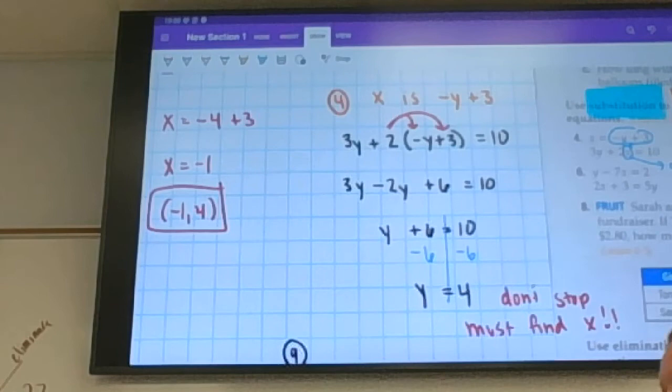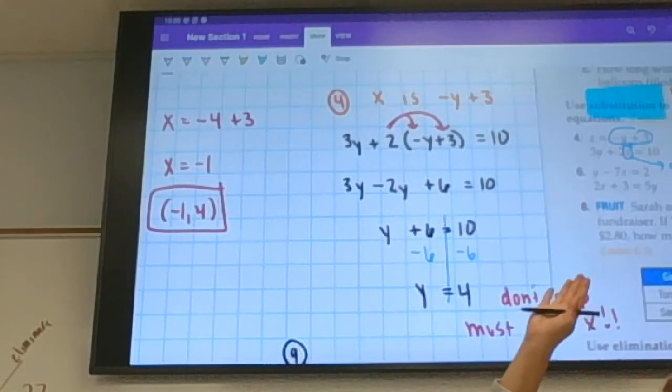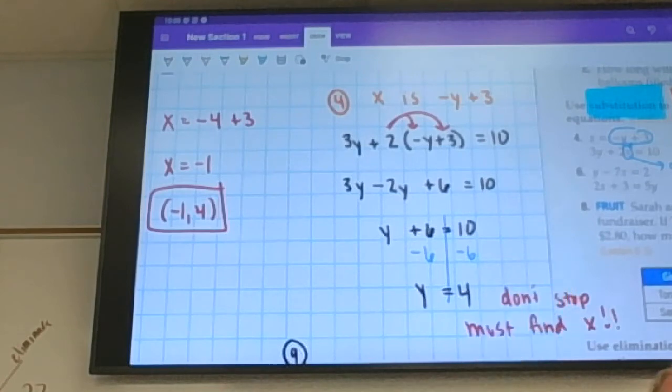What'd you like better, the ones we did in bell work and the ones we just did, or this one where you take something out and plug it in? Raise your hand if you like the substitution we just did better than the first 4 problems we did in class. Raise your hand if you like the first 4 better. Okay.